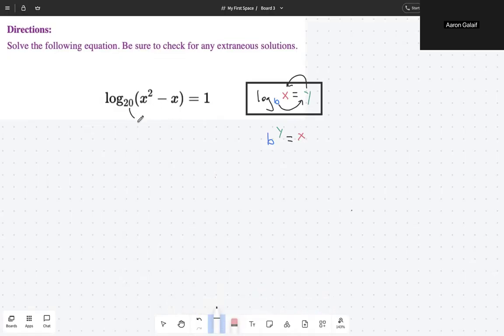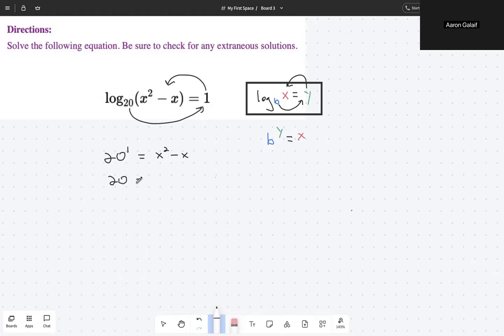So we have our base. We're going to snail across the equal to our 1 and snail backwards to our argument. So we have 20 to the power of 1 is equal to x squared minus x, just like that. And as we see here, we're going to get something in a quadratic form and solve. We're going to minus 20 to the other side because 20 to the power of 1 is just 20.